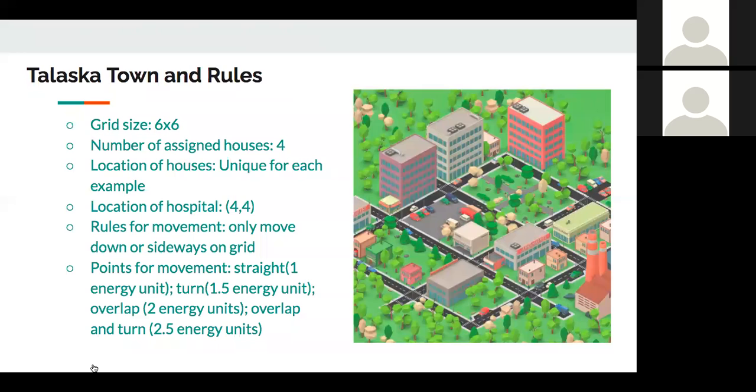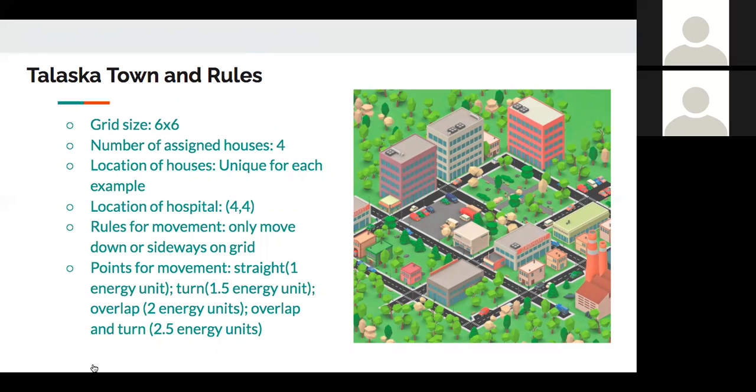That brings us to our grid town, Talaska town. Within all of our examples, we will focus on a 6x6 grid. The location of each house is unique for each example, but we kept the location of the hospital consistent, on the grid point 4, 4. Within this town, the rules of movement are, as said before, that they can only go straight or sideways.